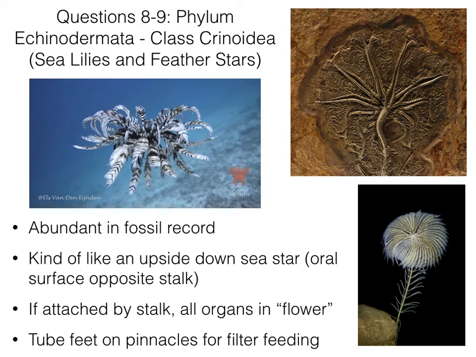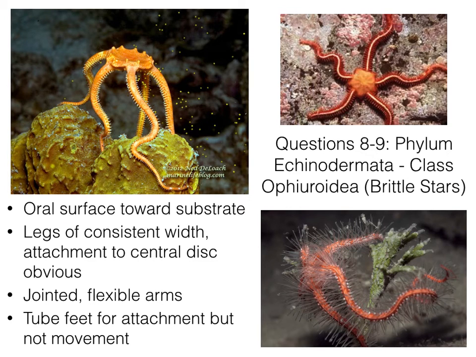Okay. A slightly more familiar class is the Ophiuroidea. We call these brittle stars. They look kind of like real sea stars, but not exactly. Okay, again, they have an oral surface where the mouth is, and like sea stars, their oral surface points towards the substrate, which means the ground. Okay, but unlike sea stars, their legs are of consistent width. It's really clear where they attach to the central disc.